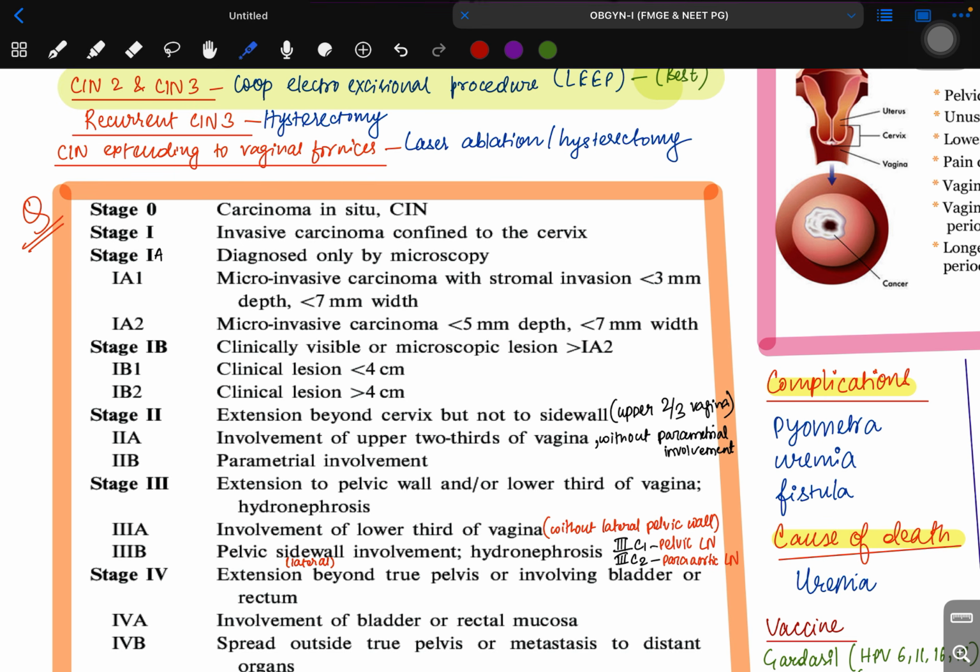1B is clinically visible. Now, 1A was microscopic. 1B is clinically visible. 1B1 is a clinical lesion less than 4 cm. 1B2 is a clinical lesion more than 4 cm.